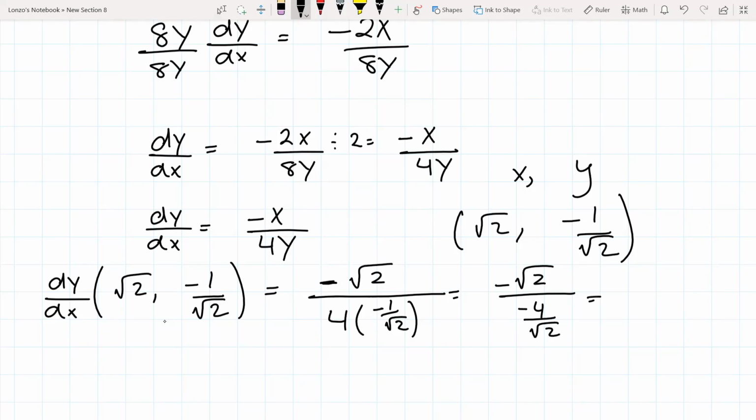And when you clean that up, you should get 1/2. So yeah, the slope at that point is equal to 1/2.